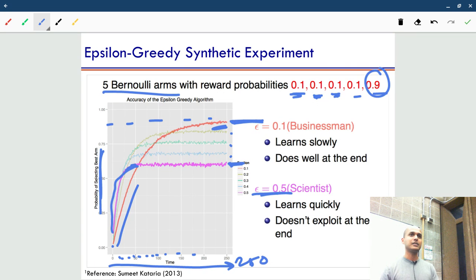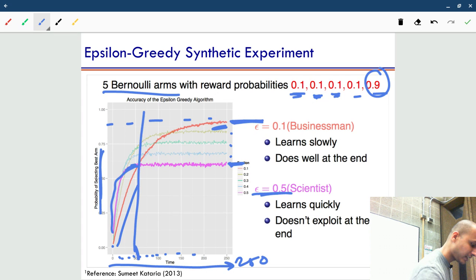It may look like epsilon 0.1 is better, but what if my time horizon was only 50 rounds? If my time horizon was only up to here, then the pink one is pulling the best arm a higher number of times, so maybe it'll collect more reward. So a priori, which epsilon is best is not obvious. There's no best epsilon, by the way.